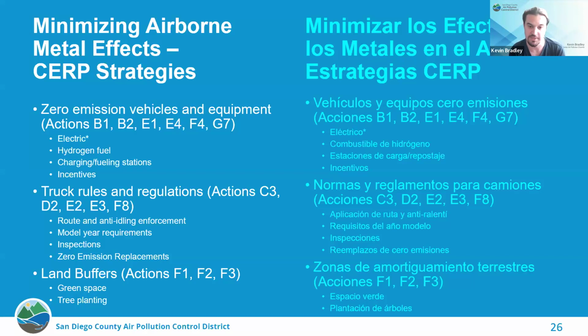Of course, truck rules and regulations will help as well. We have trucking routes to try to steer trucks away from schools, away from parks, things like that, as well as model year requirements. So we want to make sure that trucks are using the latest technology in their engines to reduce emissions, and increase inspections, to make sure that we have the best trucks that we can possibly have as different port procedures and processes are continuing. Land buffers are another SERP strategy that can help. Once particles are in the air, it can help filter them. Trees can act as a natural filter for particles. So things like that can be helpful.